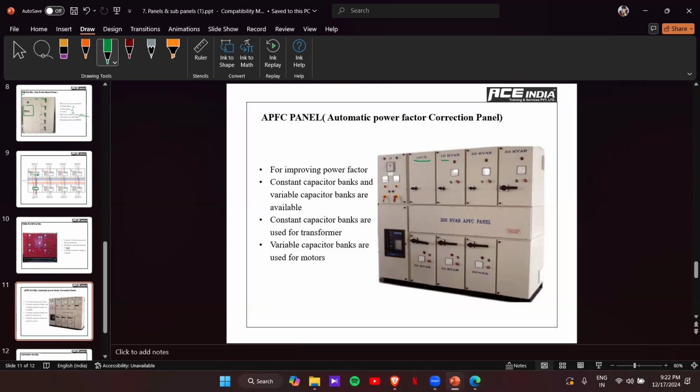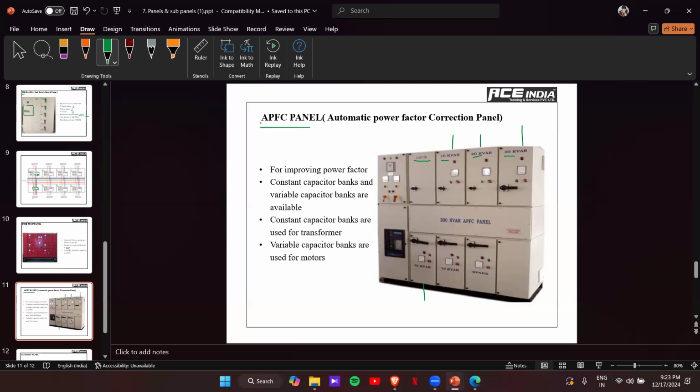Then 10 kVAr, 20 kVAr, 30 kVAr. That means each will be given for, suppose this will be for the water pumps, this is for the basement ventilation fans, for the fire pump, for the chiller. So for each inductive load, or each motor load, we will provide a capacitor bank. That is what is called the APFC panel, automatic power factor correction panel. Clear?